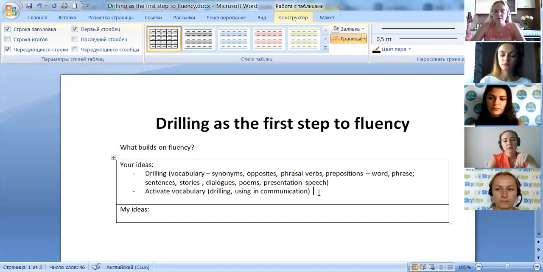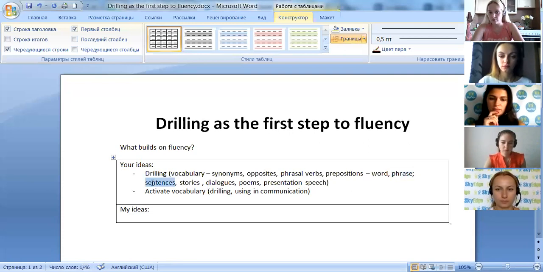What do we need to provide our students with in order to help them be more fluent? Activate. Sample, yes, these phrases. Then we get back to this thing and this thing, right? And this thing again. Okay.